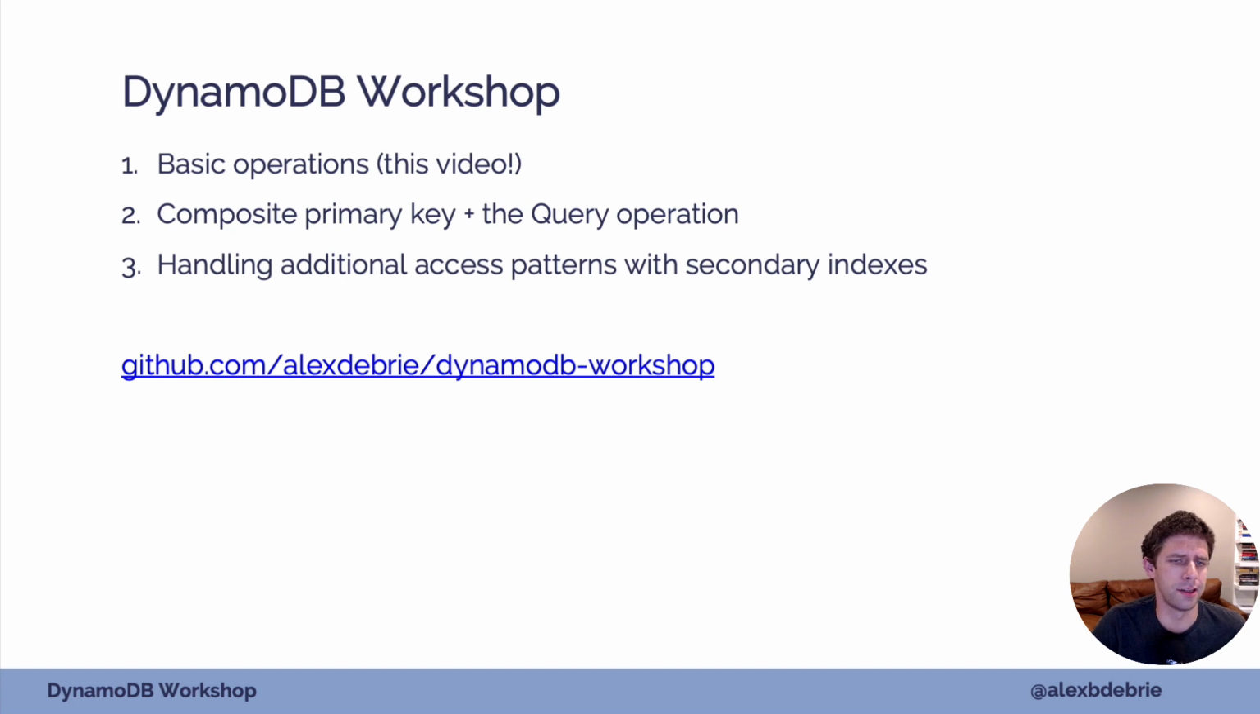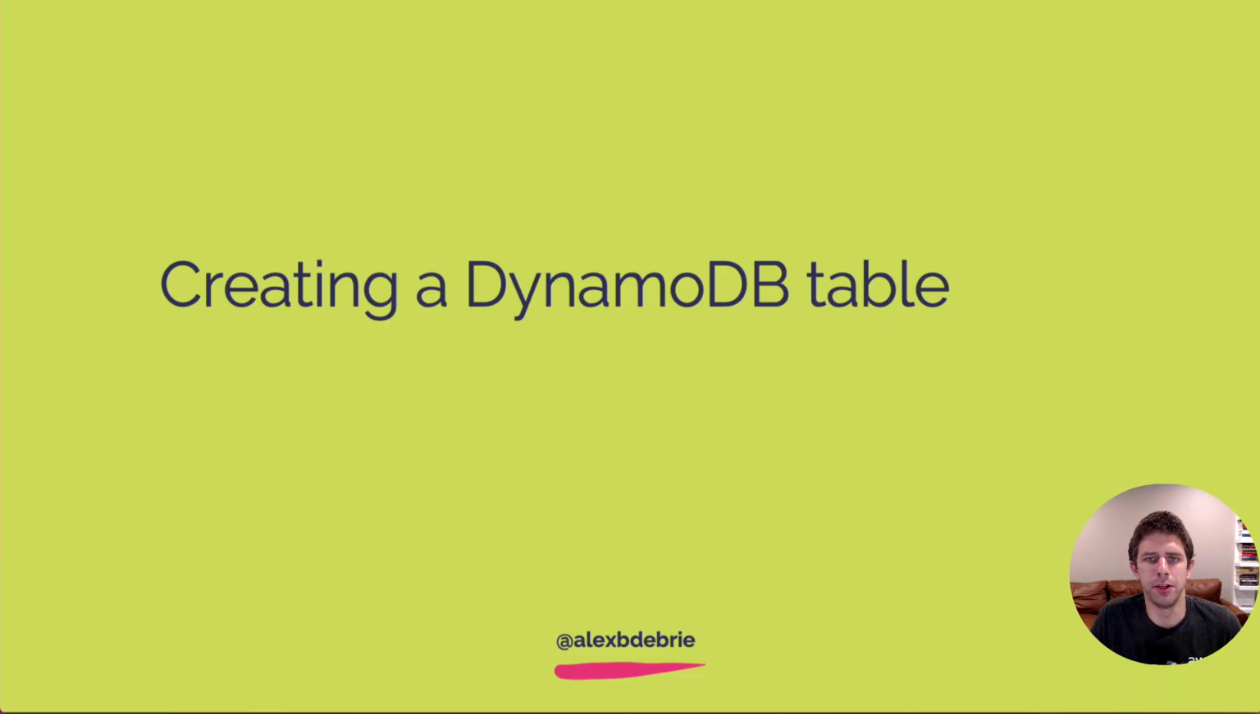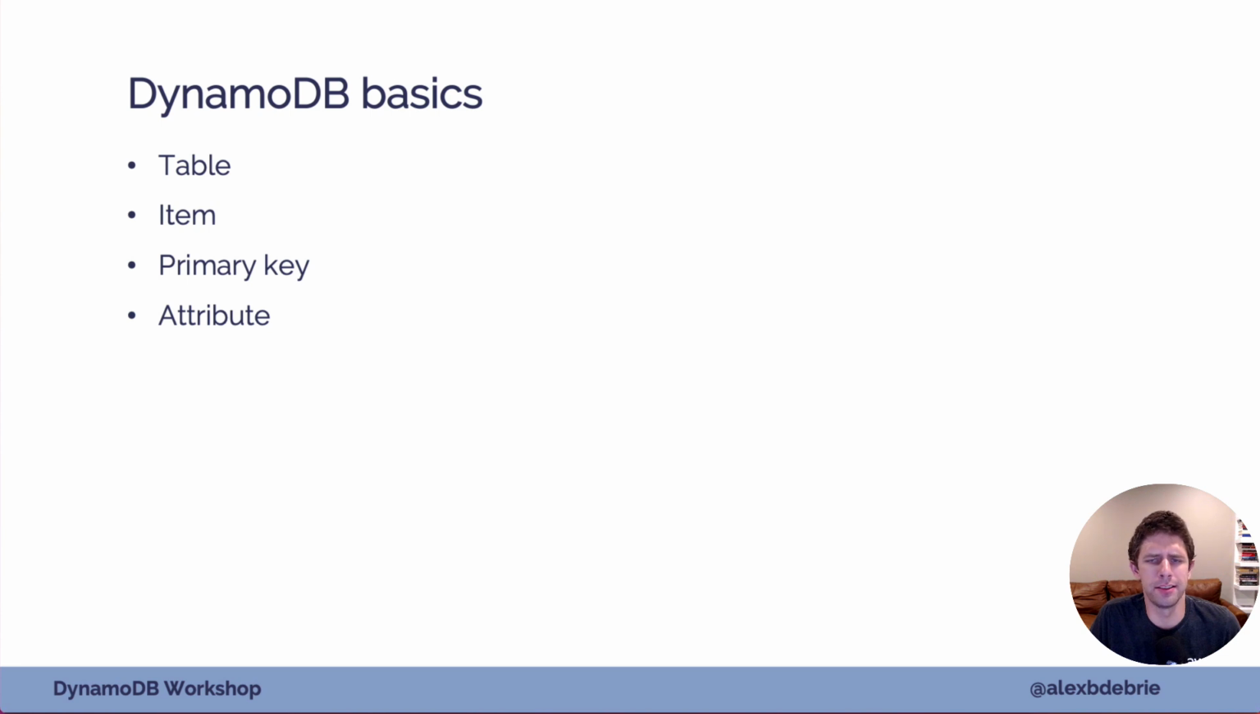So let's get started here. And the first task we're going to do here is start off by creating a DynamoDB table. Now, before we get into that, I do want to talk about a little bit of DynamoDB terminology just so we're on the same page. So 4 basic terms I want to cover here: table, item, primary key, and attribute. We'll do this by way of an example that we'll be using throughout this workshop.